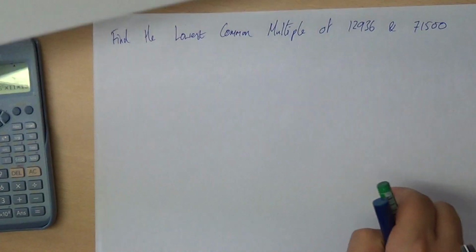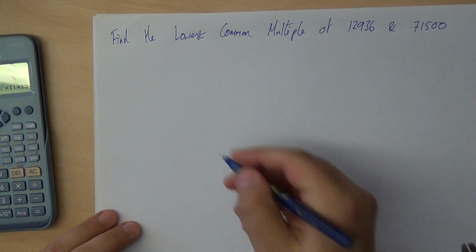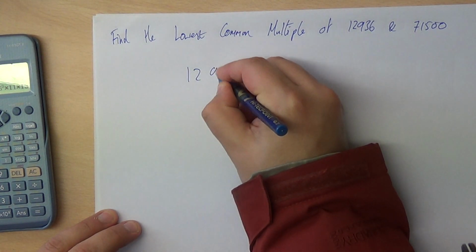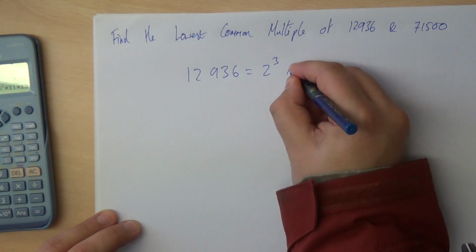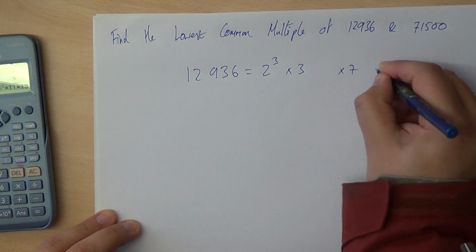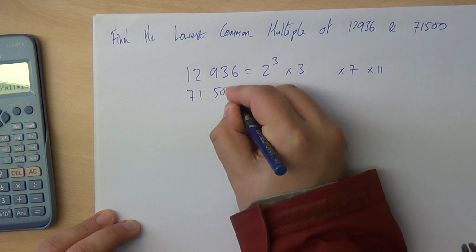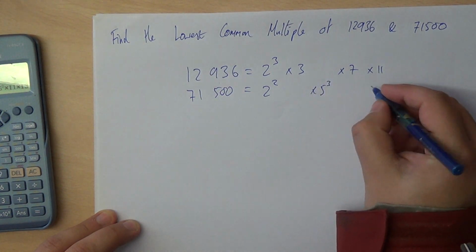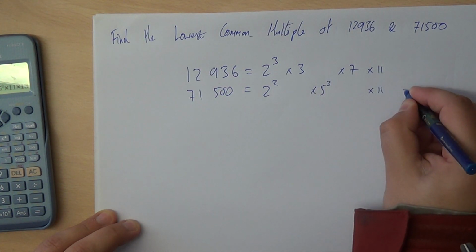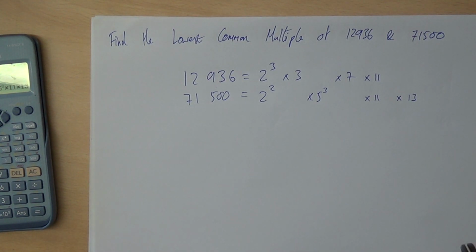We can do a similar thing with lowest common multiples. So we'll use the same layout as before. 12,936 is 2 cubed times 3 times 7 times 11 and 771,500 is 2 squared times 5 cubed times 11 times 13. Now the lowest common multiple is kind of the opposite of the highest common factor.